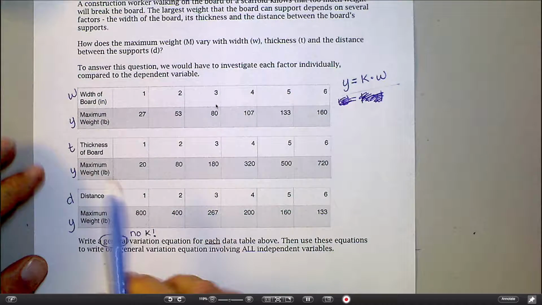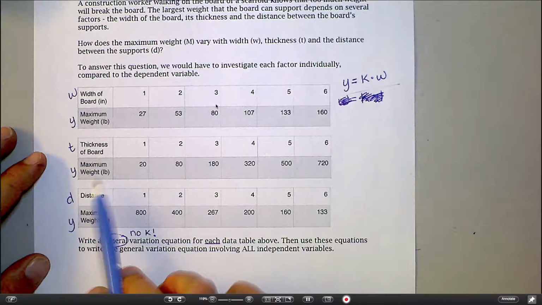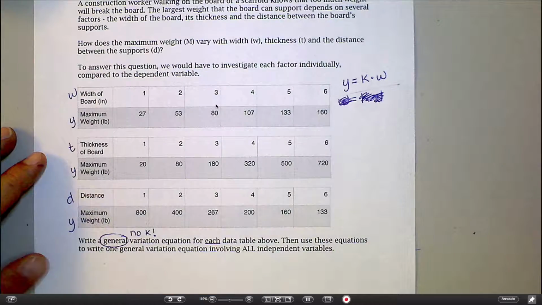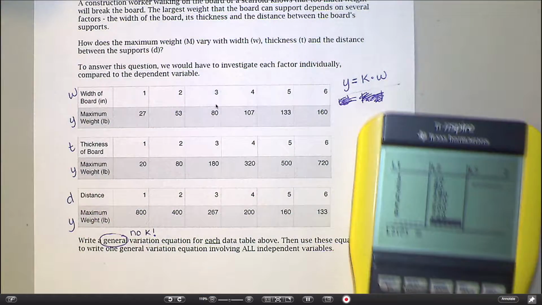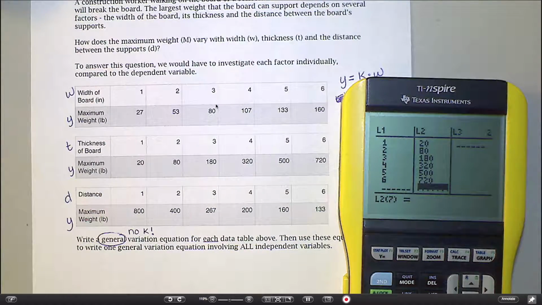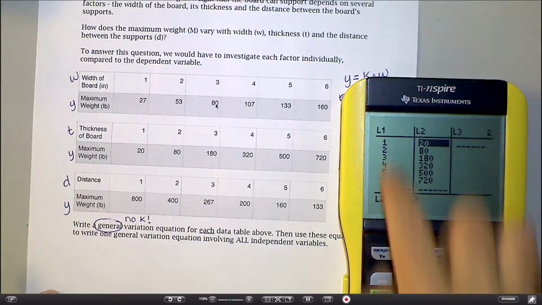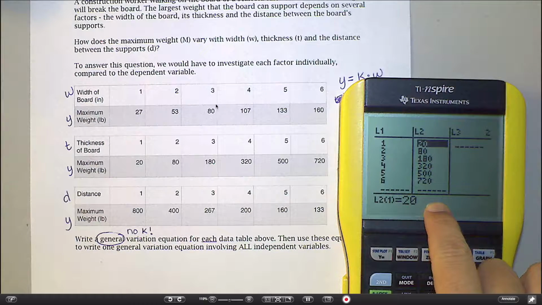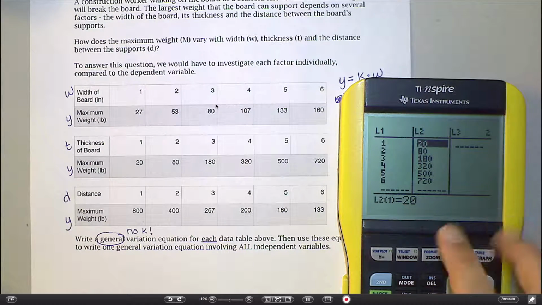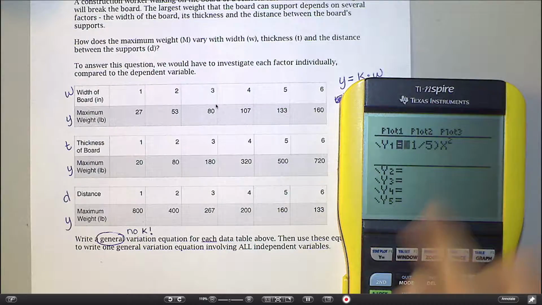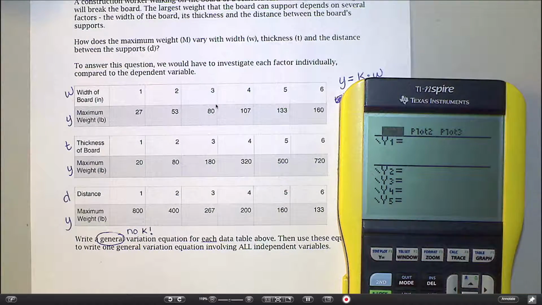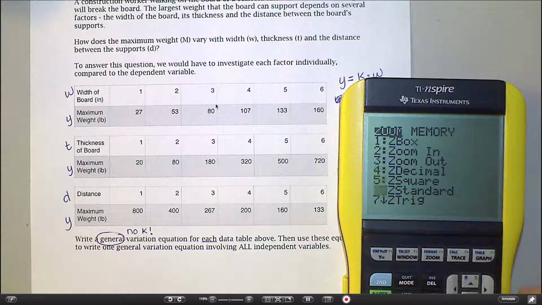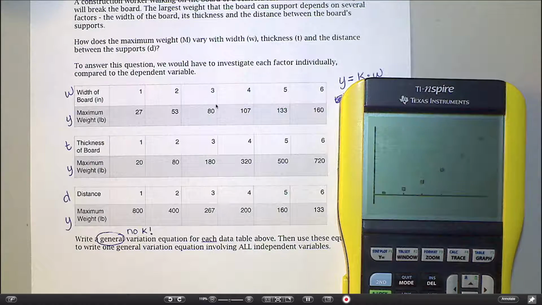Now I'm going to experiment and look at what happens to my maximum weight if I change the thickness of my board. So I'm going to go to my calculator. Once again, I'm going to do stat and edit. Here's list 1, here's list 2. Then I'm going to go to y equals, clear out anything else that's there, turn on plot 1, and then I do have to do zoom stat again to be able to see my picture.